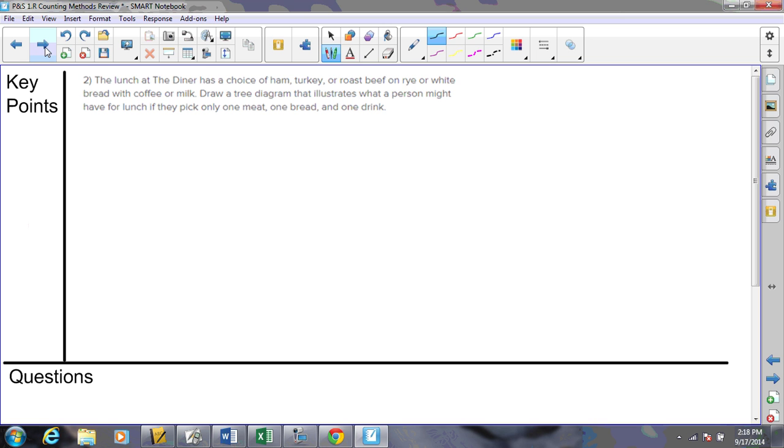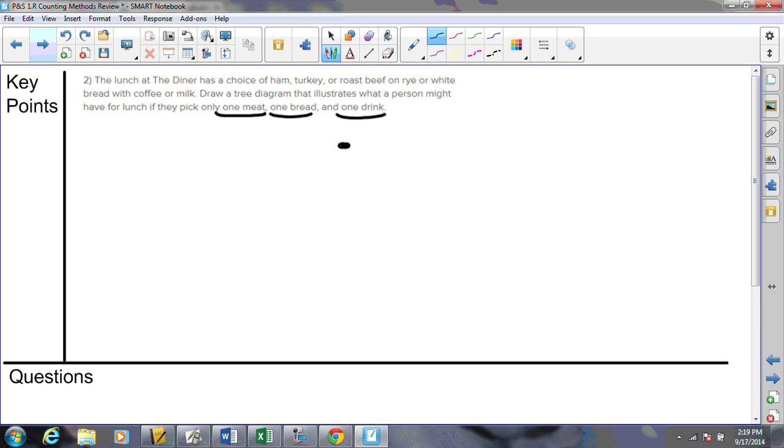Number 2. The lunch at the diner has a choice of ham, turkey, roast beef, and you can have it on rye or wheat, and you could choose coffee or milk. Draw a tree diagram that would illustrate what a person might have for lunch if they pick 1 meat, 1 bread, 1 drink. You notice how they're saying 1 meat, 1 bread, 1 drink? This is telling us the levels of our tree diagram.